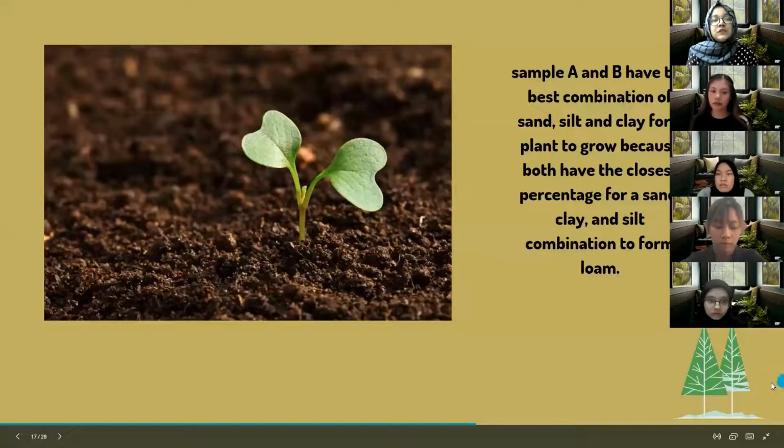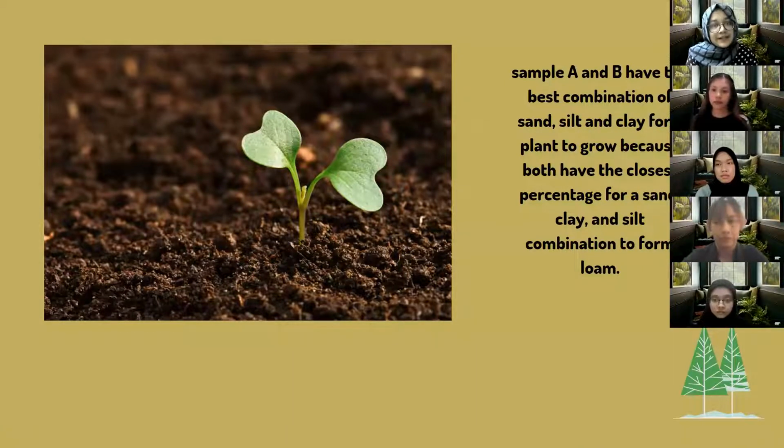For the conclusion of this report, we can say that samples A and B had the best combination of sand, silt, and clay for a plant to grow, because this combination helped to form a loam kind of soil. That's all for this lab report.